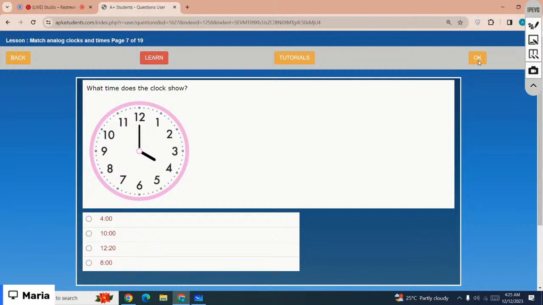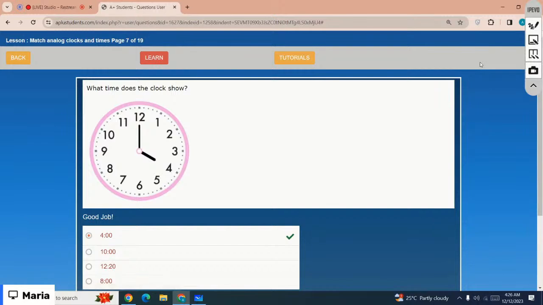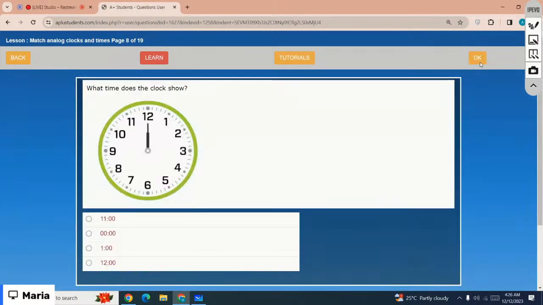Yes, it is 4 o'clock. What time does the clock show? Which is the correct option?